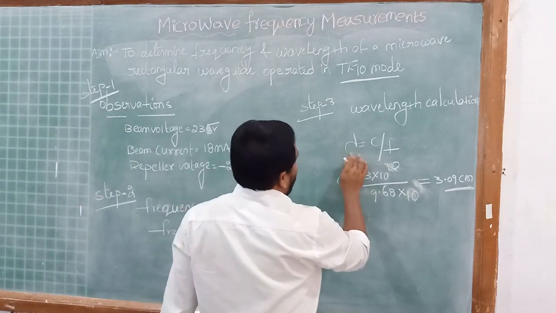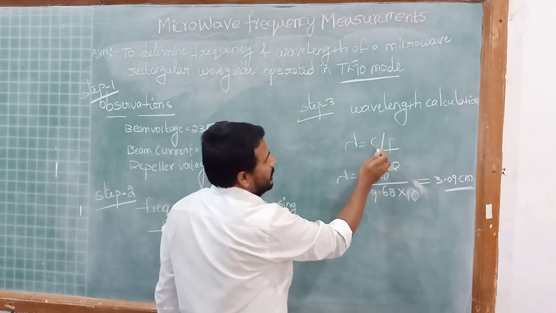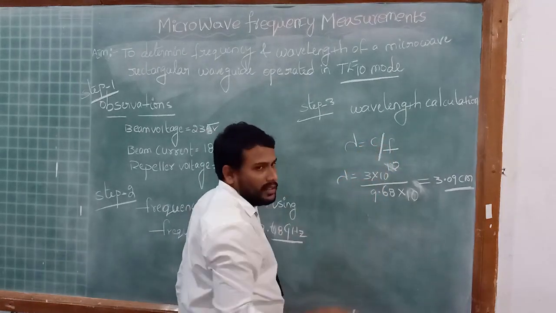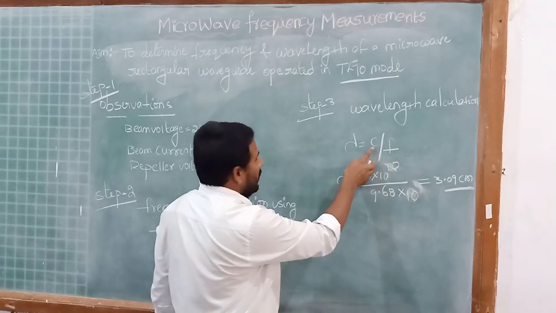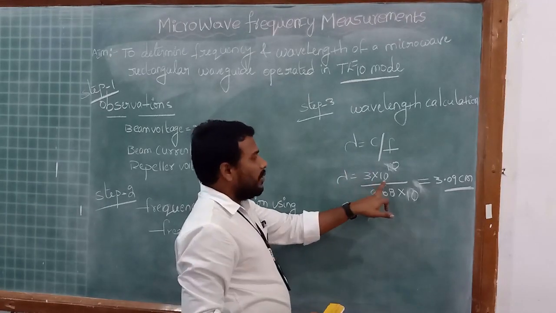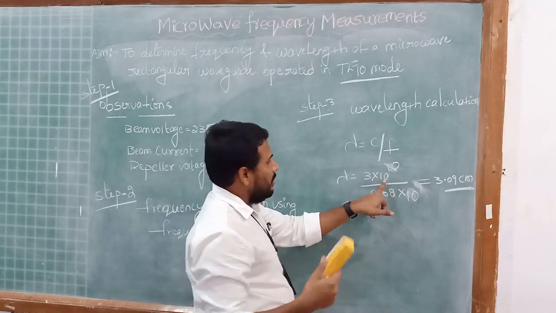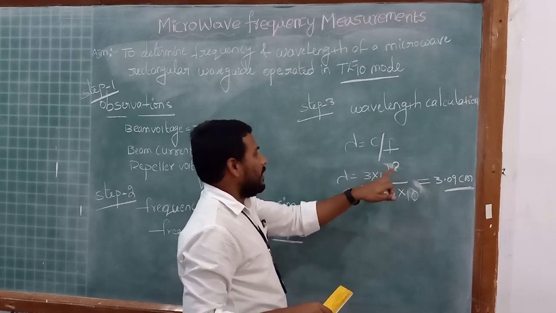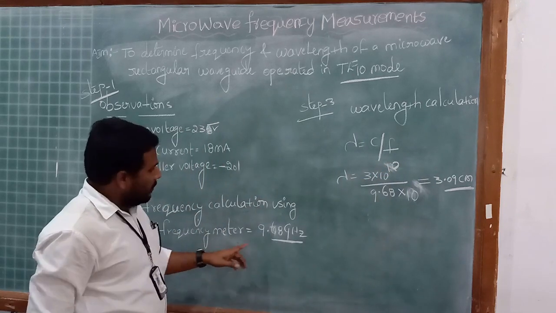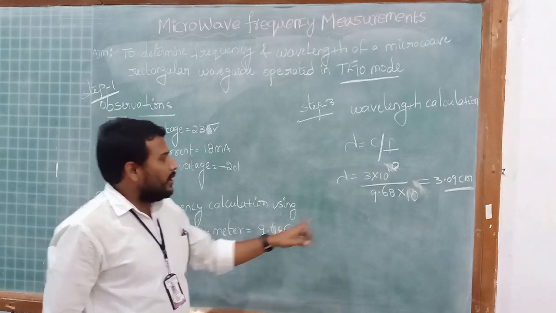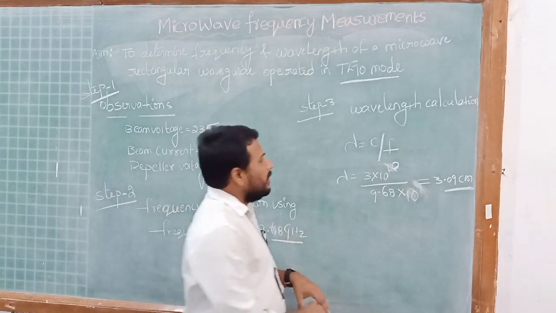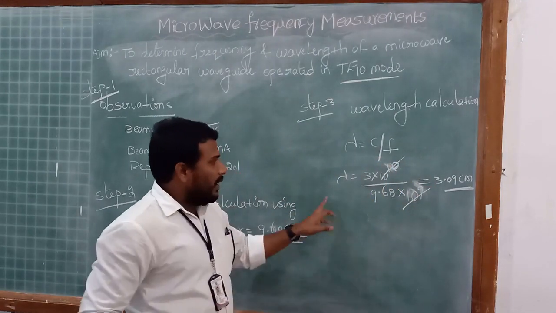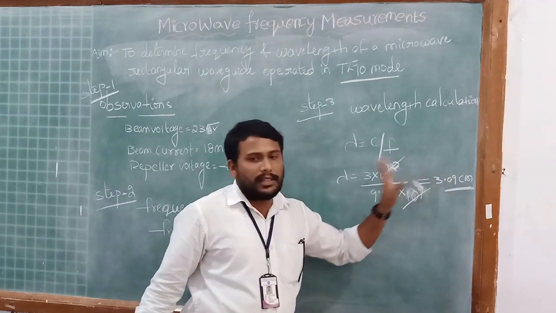We know the formula: the wavelength of the signal lambda equals c by f, the velocity of the signal divided by the frequency of the signal. The velocity we know, 3 into 10 power 8, or 10 power 10 if we take it in centimeters. So 3 into 10 power 10 divided by the frequency value, 9.68 gigahertz, so 10 power 9. The value is 3.09 centimeters.